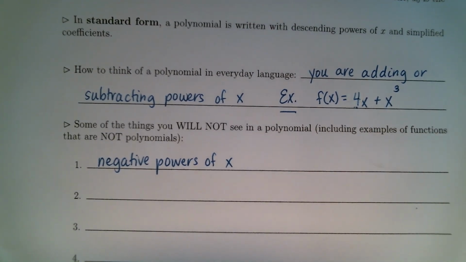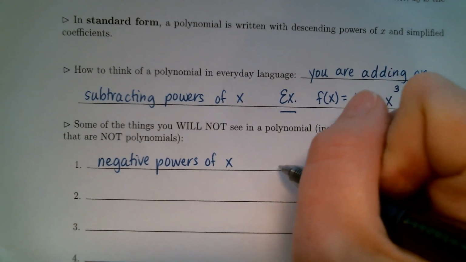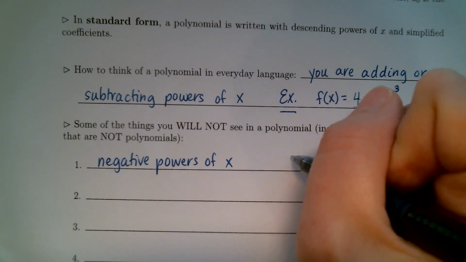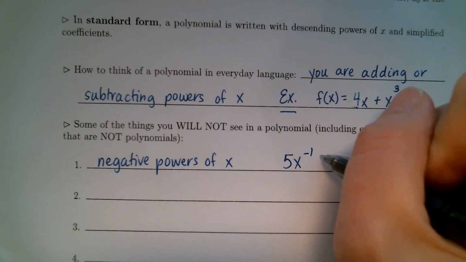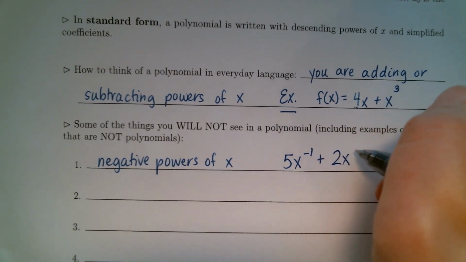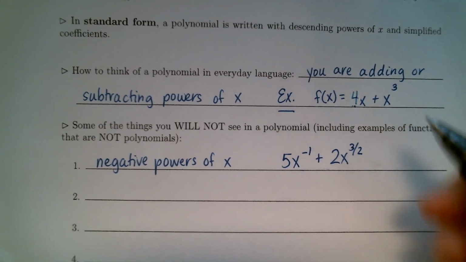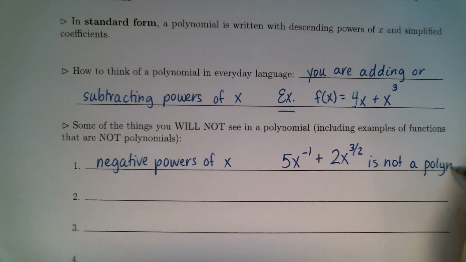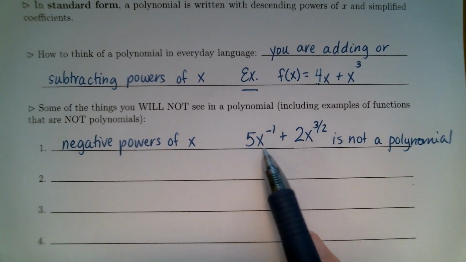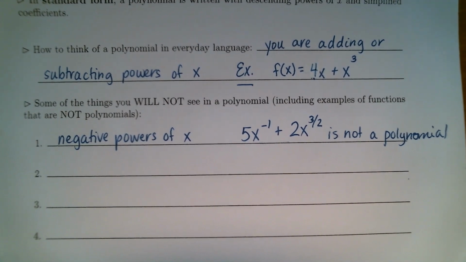So for example, let me make something up here. If I had 5x to the negative 1 plus 2x to the 3 halves, this would not be a polynomial. I'm going to say this is not a polynomial, because this piece right here, x is raised to a negative power. That's bad, bad, bad. You won't see that in a polynomial.